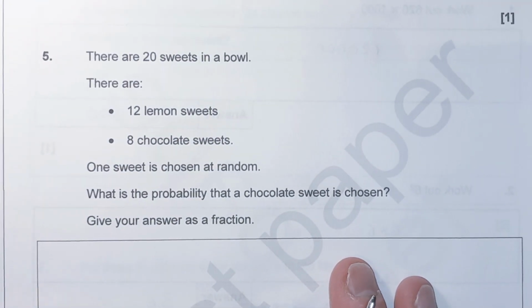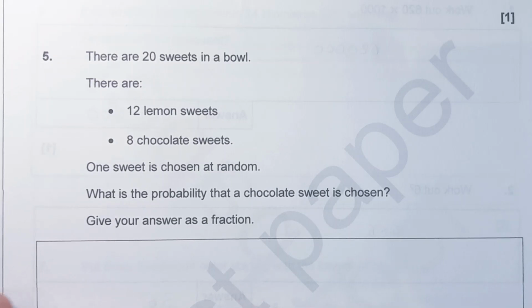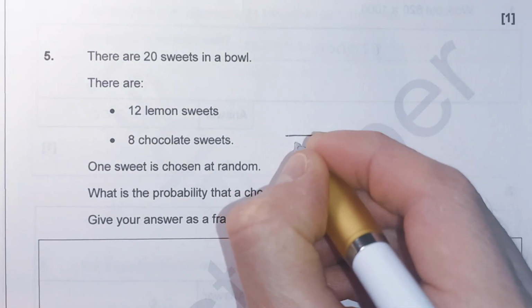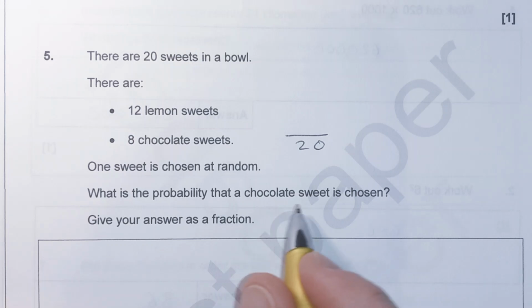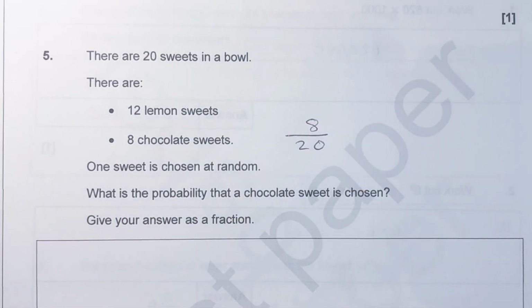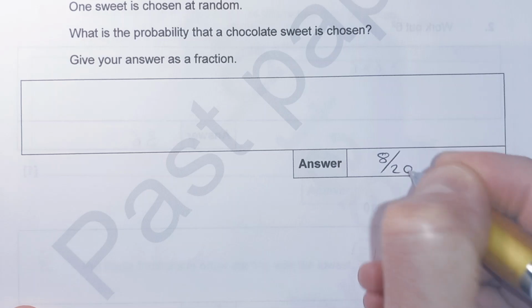Question 5. There are 20 sweets in a bowl. There are 12 lemon sweets, 8 chocolate sweets. 1 sweet is chosen at random. What is the probability that a chocolate sweet is chosen? Okay, so we've got 20 in total. The chocolate ones are the ones we're interested in, and we've got 8 of them. So it's going to be 8 out of 20. And in fact, we can put that straight in the answer box.